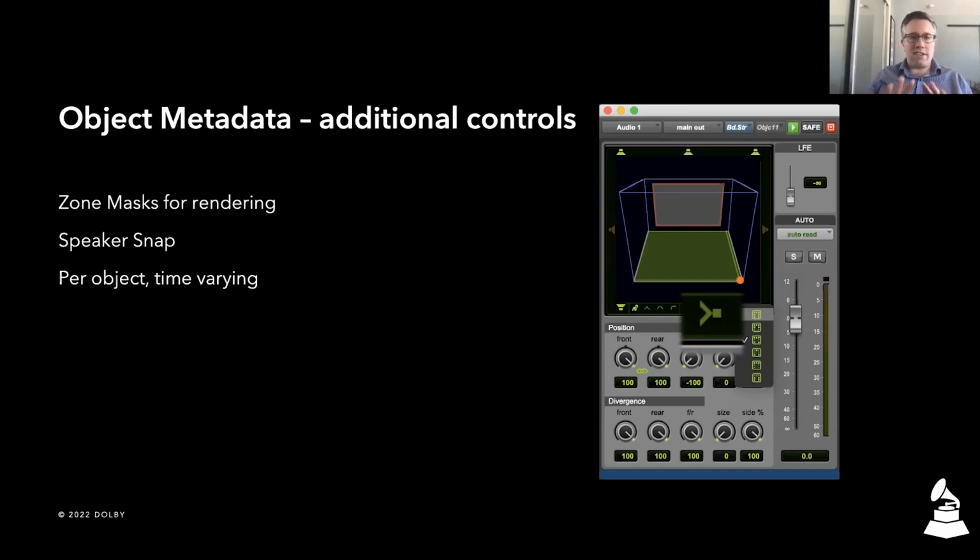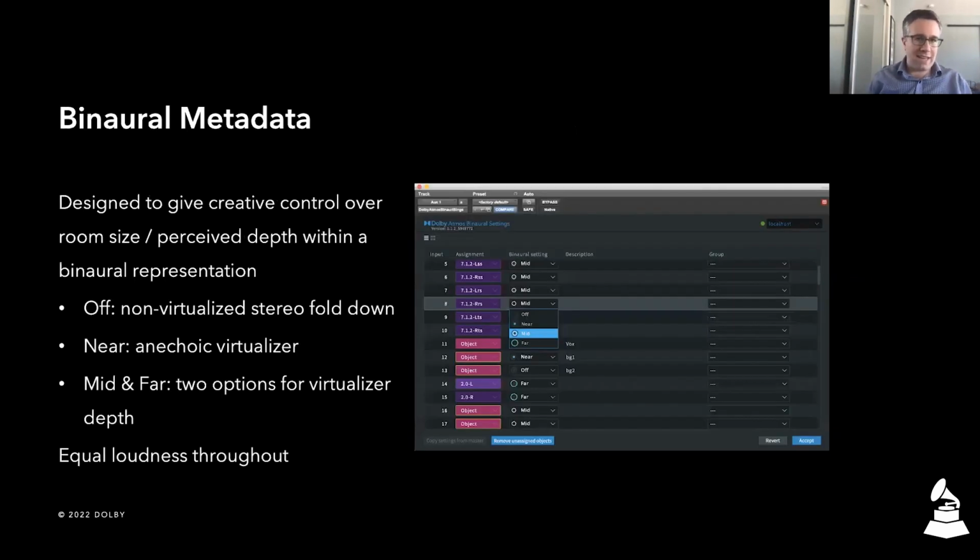Okay, so that was the stuff that you can get to from a panner within a DAW. The next set of metadata that I wanted to talk about is everyone's favorite topic, binaural metadata. So this has been a pretty hot topic in the industry over the past year or so. And I wanted to talk a little bit about why this exists, what it is, and how it's used.